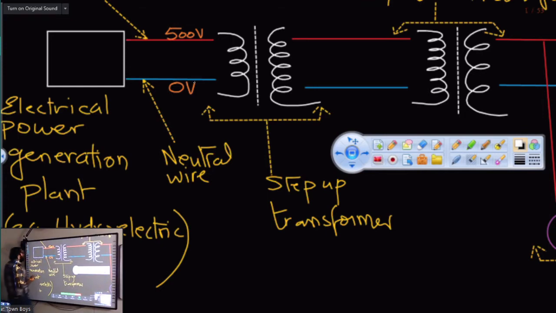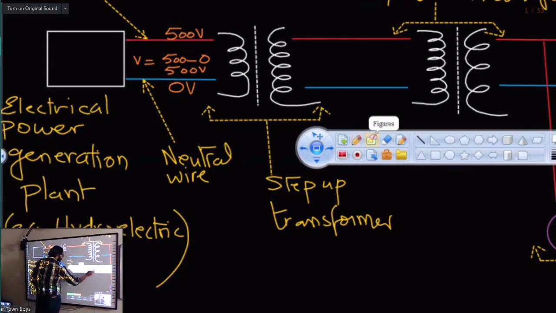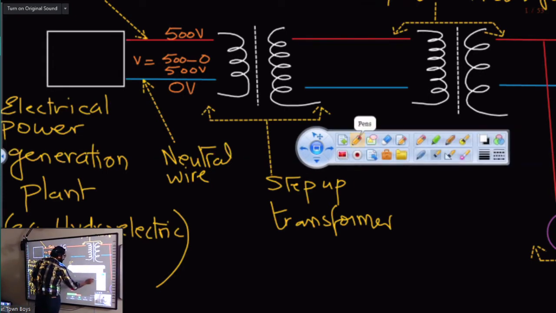This means that the potential difference between these two wires is 500 minus 0, which makes up 500 volts. This is the potential difference. So I'm marking it as the potential difference between these two wires.